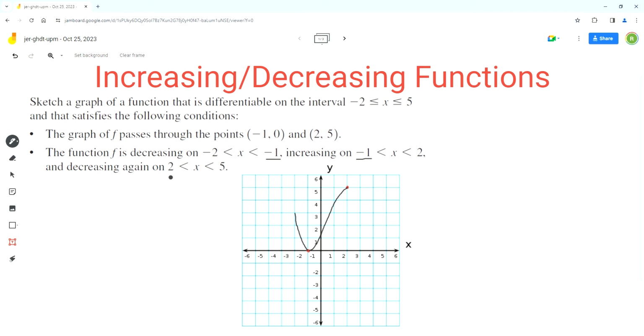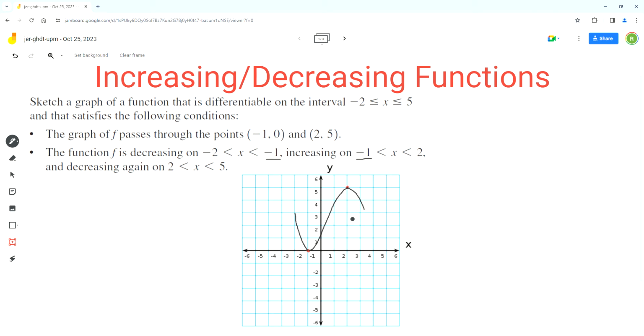Now the function is decreasing again from 2 to 5. So again there is a change in this function at x equals 2, because to the left side of 2 the function is increasing, but to the right side of 2 the function is decreasing. So that means at 2 the function starts going down. So x equals 2 here represents the local maximum in this case. So to the right side of 2 we can draw the graph like this.